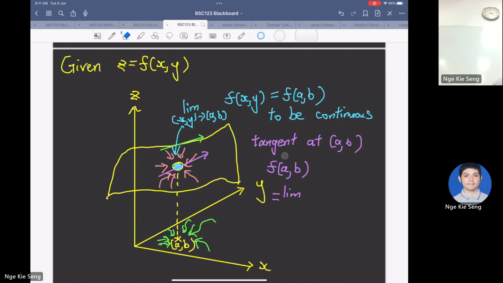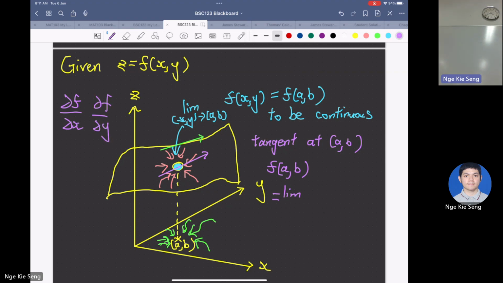In the two-variable case, we not only have dy/dx, we have partial f partial x and partial f partial y, because there are two directions you can differentiate. There's the x direction and there's another y direction you can look at. So you look at how the surface curves along this line. You take a path, go along this line, and see how it is tangent. Make sense?